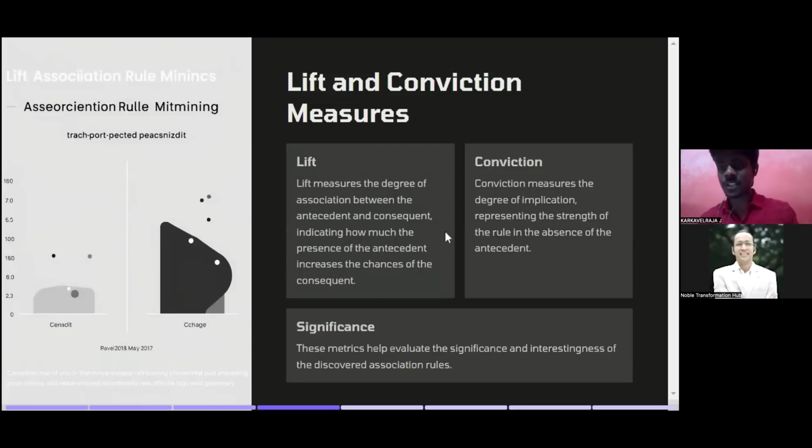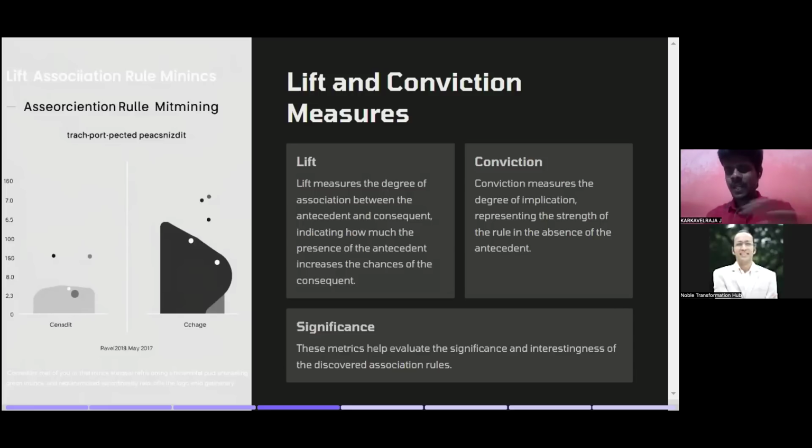Conviction. Let's see what conviction is. Conviction measures the degree of implication, representing the strength of the rule in the absence of the antecedent. Let's consider we are creating a rule: if antecedent then consequent. How much the consequent holds even when there is no antecedent, that is called conviction. Then let's consider the significance of the measures we have learned. These measures help evaluate the significance and interestingness of the discovered association rules.